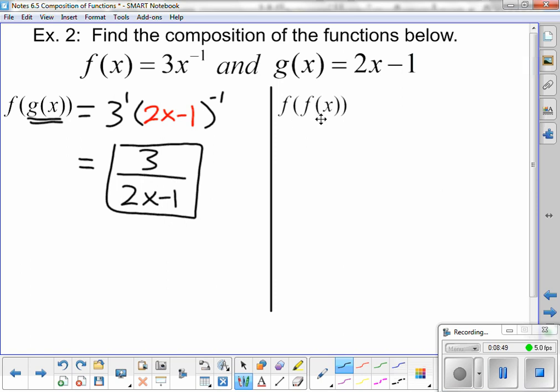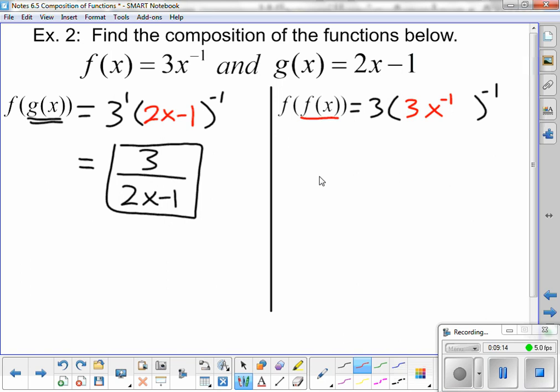So let's do f of f of x. So f of x is this, and another f of x. So you can compose a function within itself. So f of f of x means f of x is on the outside, so it's going to be 3 blank spot to the negative 1. And you have another f of x on the inside. So f of x on the inside is another 3x to the negative 1.